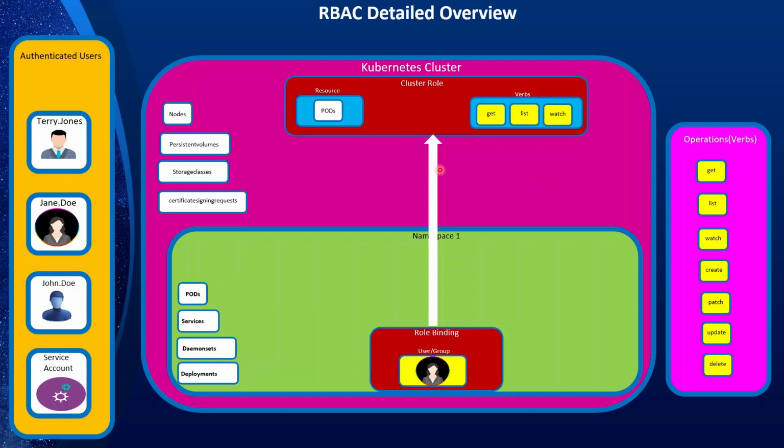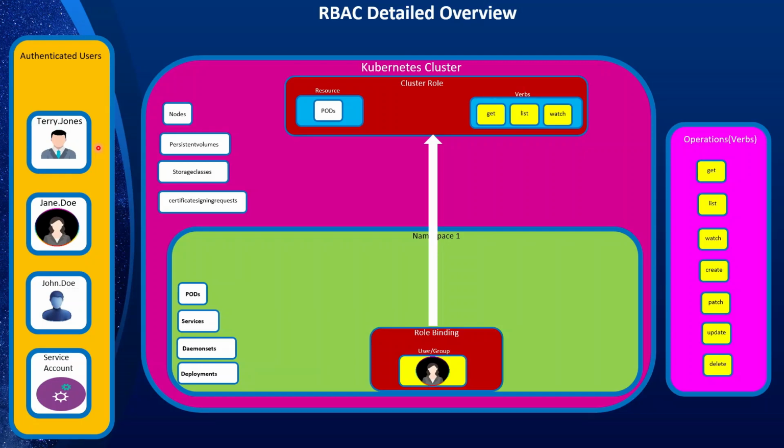So for the rest of this video, we are going to create, first of all, various users such as Terry Jones, Jane Doe, John Doe. We'll create those. We will be using client X509 certificates. So those, again, client certificates are the default method for client authentication in Kubernetes. So we'll create certificates for those. I'll walk you through how we can create certificates.